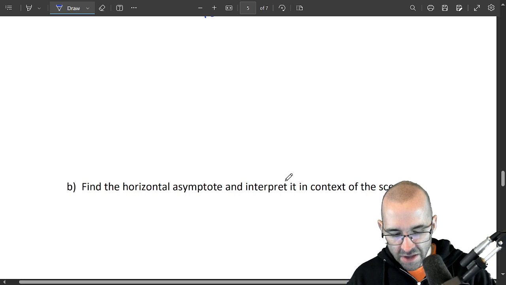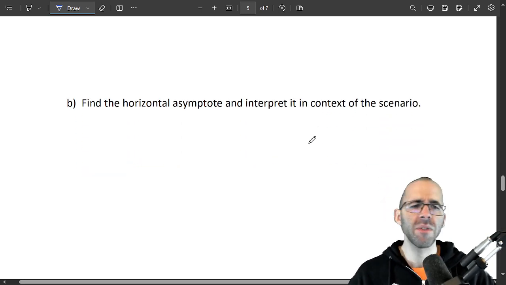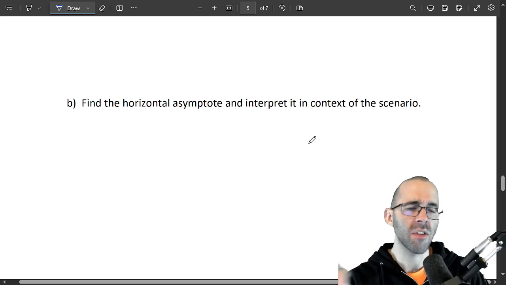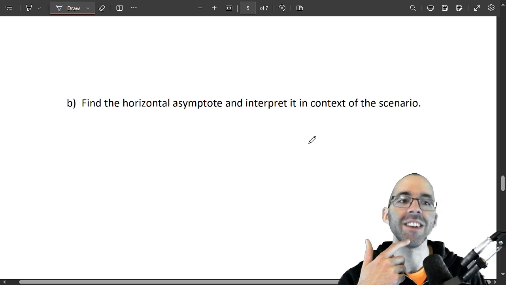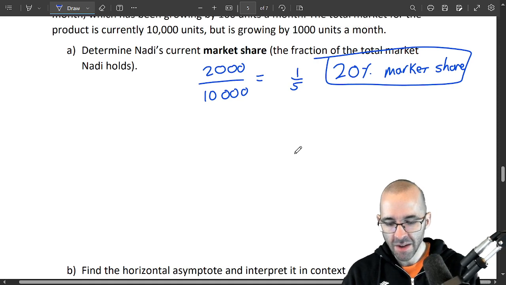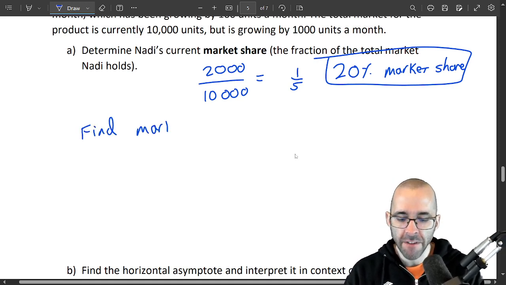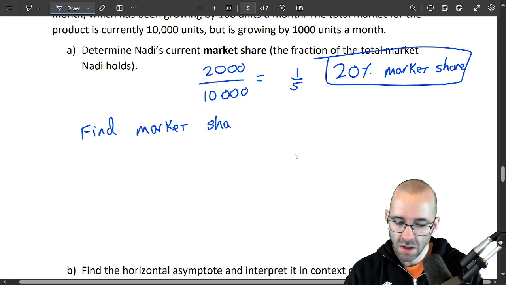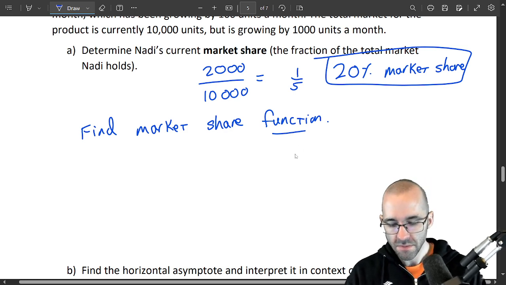All right, find the horizontal asymptote and interpret it in the context of the scenario. Okay, we find horizontal asymptotes by finding long-run behavior of functions. We don't have a function yet. We're going to need a market share function. Okay, so let's find it. I'm going to do it here since we have space. We found current market share. Let's find our market share function.